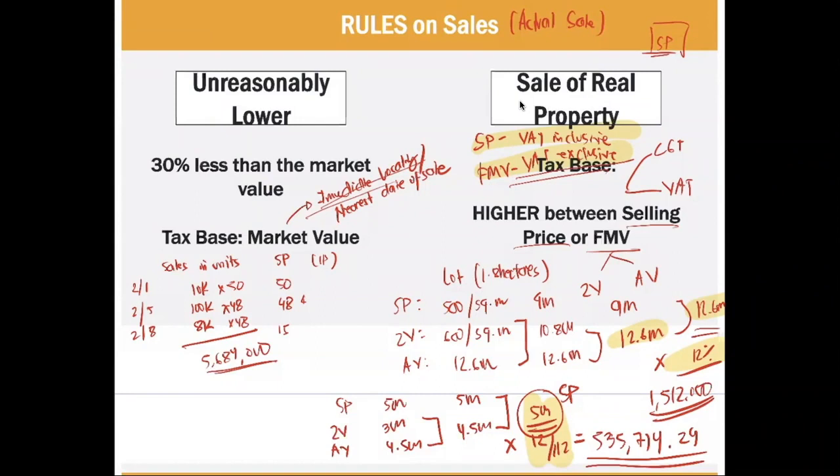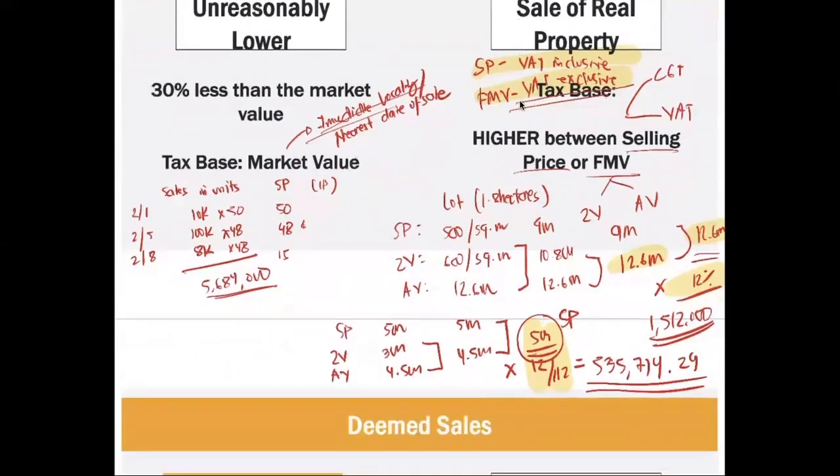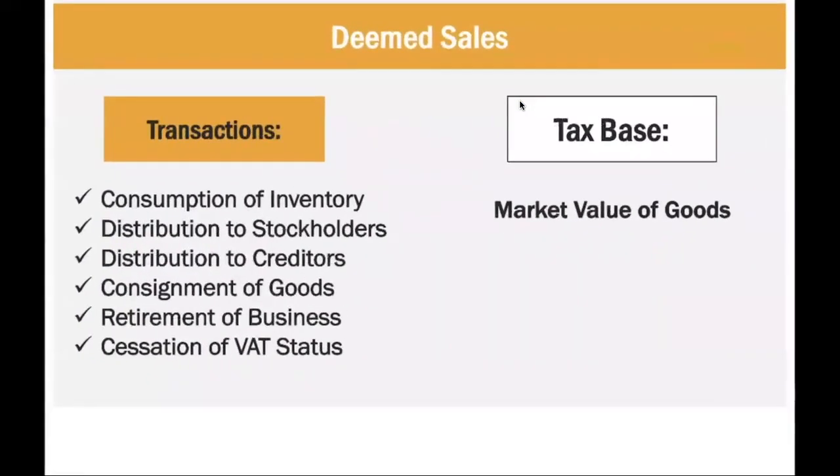Now, if ever the higher is their selling price, it is considered VAT inclusive. If it's VAT inclusive, you multiply it to 12 over 112 to get for the output VAT. If it is FMV, it is considered VAT exclusive. You just multiply it to 12%. Okay? So we're done on your rules on your cash sales, account sales, or installment sales, or your actual sales. We go now to your sale considered as deemed sale.